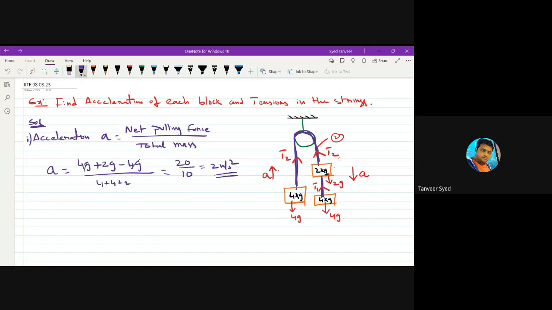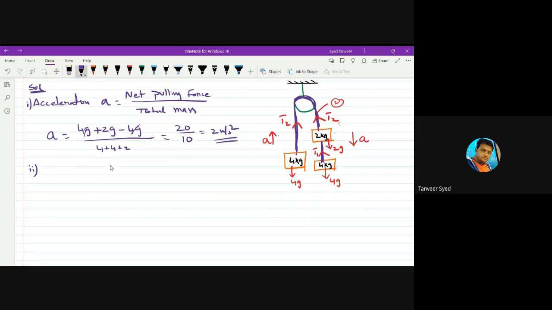Okay, how to find tensions? What did I tell you? To find tension, you should draw the FBD. First of all, I'll try to find T1. Which block should I take? The 4 kg block on the right side, because T1 is acting on that only. Otherwise, you can take the 2 kg also, but you have one more unknown quantity, T2, acting on the 2 kg. The 4 kg is easier.